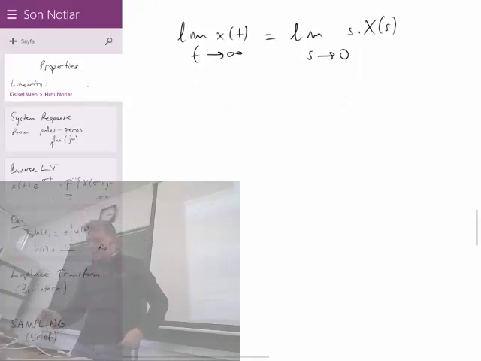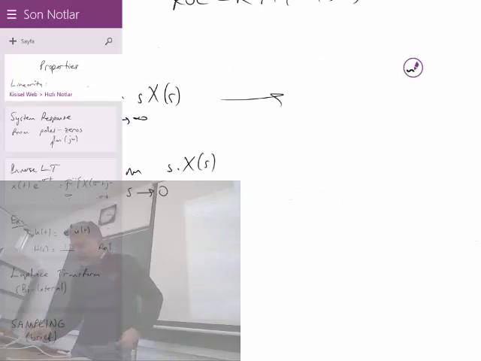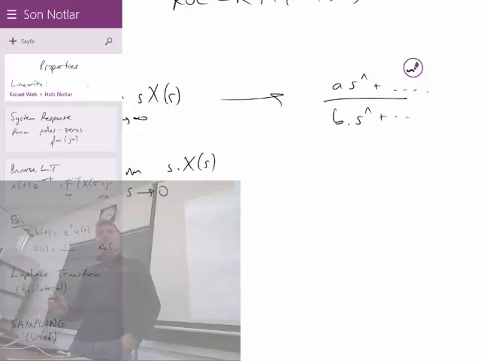For example, if it happens to be a times s to the n plus something which are lower than s to the n, like s to the n minus 1, s to the n minus 2, etc., divided by b times s to the n plus lower terms, then the limit is a over b simply, as s goes to infinity. Do you understand what I mean from here? So the solutions will be like that. If the numerator or the denominator maximum powers are different, then it will be either 0 or infinity in the limit. Otherwise, it will be a over b like this.